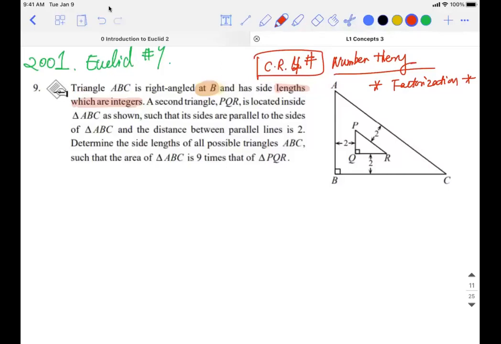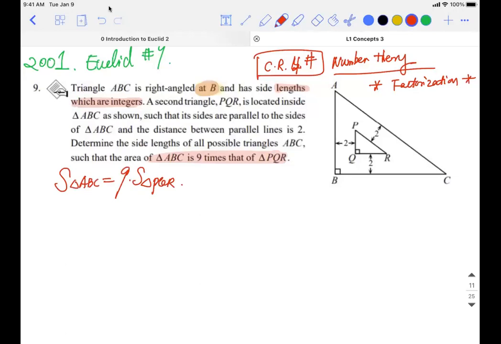So let's continue. A second triangle PQR is located inside the triangle as shown, such that its sides are parallel to the sides of ABC, and at a distance of 2. Basically, every side is offset by 2. Determine the side lengths of all possible triangles ABC such that the area of ABC is 9 times that of PQR. So the area of ABC is 9 times the area of triangle PQR.